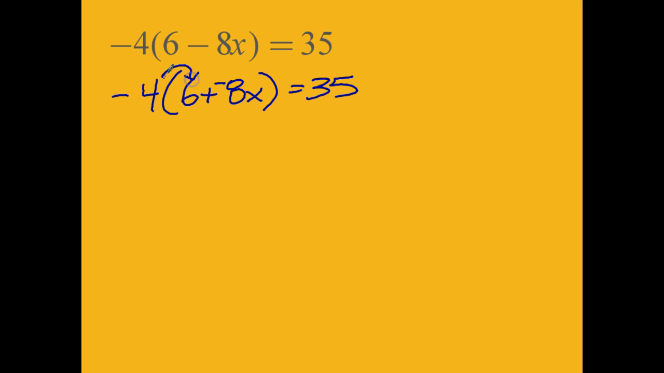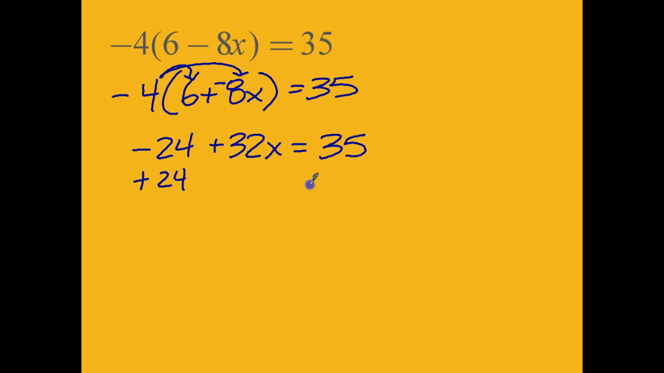I'm going to take this negative 4, I'm going to multiply it with both sides. So negative 4 times 6 is negative 24, plus negative 4 times negative 8 is going to be 32x is equal to 35. Okay, then I'm going to add 24 to both sides. Again, if you just know the steps, you just follow the same steps. I'm just trying to get rid of this piece so that I can get x, right, and 32x, and then I can divide from there.